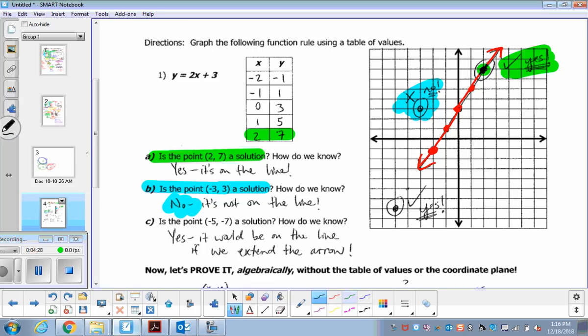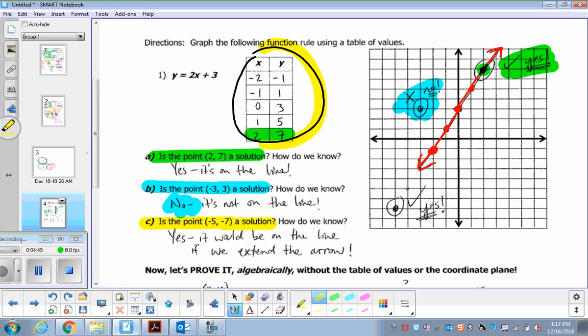Now, up here in the table of values, we don't have the -3 as an input to look at. But on the coordinate plane, we can see that it's not going to be on the line in blue. And for the last one I wanted to check, I'm asking, is (-5, -7) a solution?